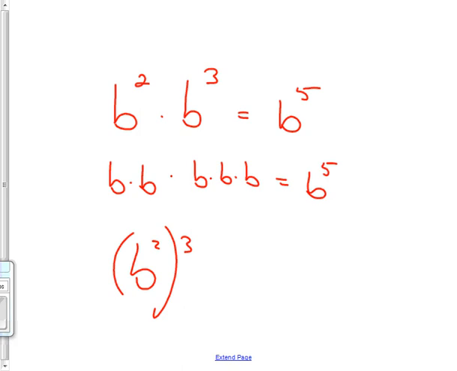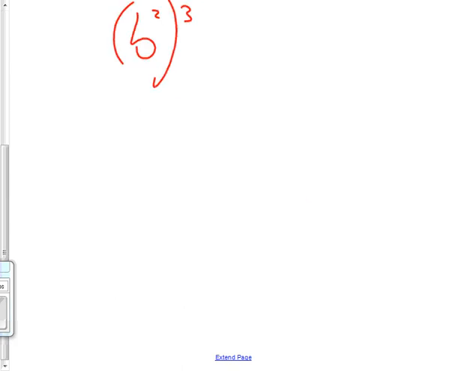B to the sixth. Could you work this out? Yes, you could. B squared to the third means b squared times b squared times b squared. And I challenge you to look at that and then think that the answer is b to the fifth. Wouldn't make any sense, would it? B to the sixth, it becomes obvious it must be that. And so it must be a multiply. All right? So when they're like this, you multiply the powers.